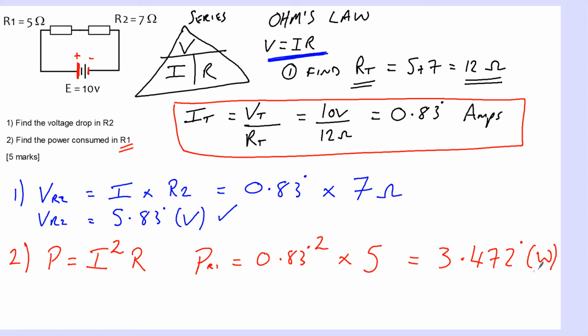W for watts. The question will tell you how accurately to put the answers, but I would suggest that 2 decimal places or 4 significant figures, depending on what figures you have, is reasonable. So the power that they're asking for is 3.47 watts, which is to 2 decimal places.